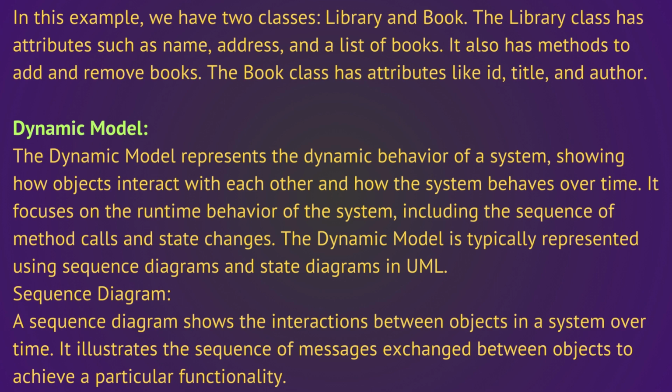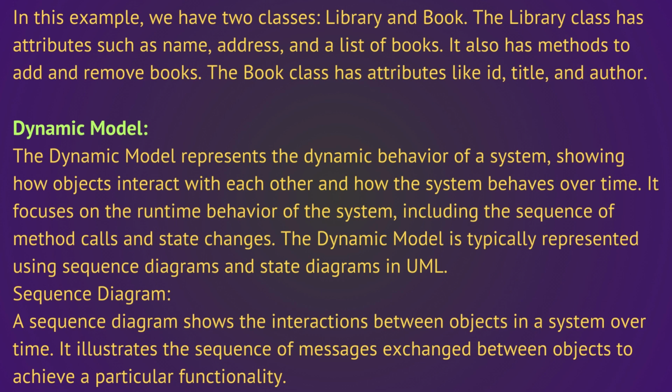Dynamic model. The dynamic model represents the dynamic behavior of a system, showing how objects interact with each other and how the system behaves over time. It focuses on the runtime behavior of the system, including the sequence of method calls and state changes. The dynamic model is typically represented using sequence diagrams and state diagrams in UML.